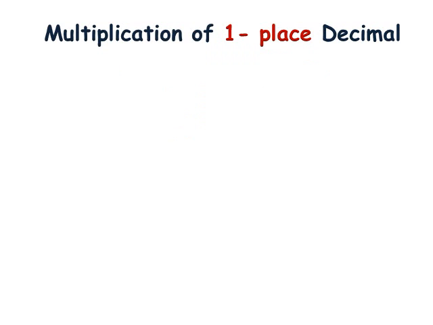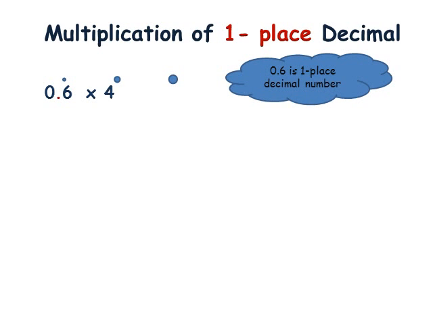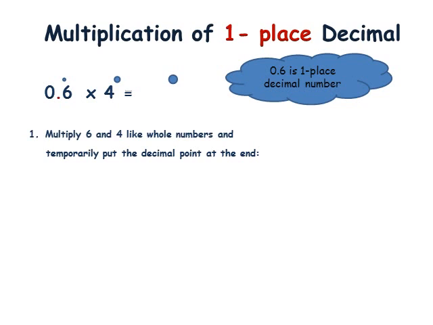Let's move on. The first part will be multiplication of a one place decimal value. So this is an example of a one place decimal number: 0.6, meaning you only have the tenths place. After the decimal point to the right, there's only one number, so that's one place value. And I'd like to multiply 0.6 by a number in the ones place. So in this case, we have 0.6 times 4. How do we do this one?